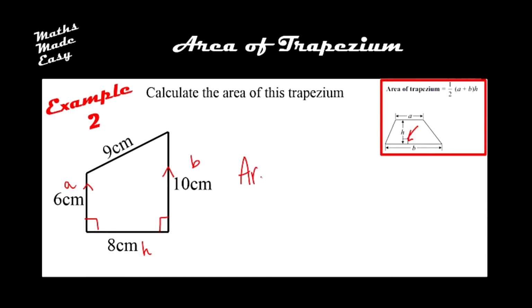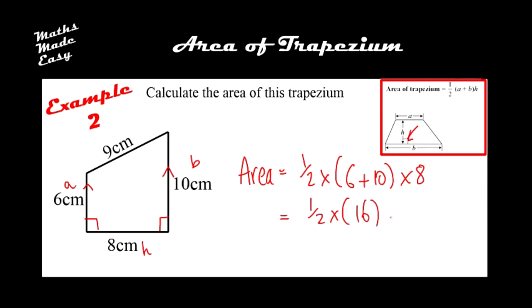So for this one, area equals, so we write out the formula again, 1/2 times brackets a plus b. A and b are the parallel ones, that's 6 and 10. And then multiplied by the height, which we said was 8. So area equals 1/2 times 6 add 10, that's 16, times 8. And then half of 16, that's 8, times another 8, that's 64 centimeters squared.